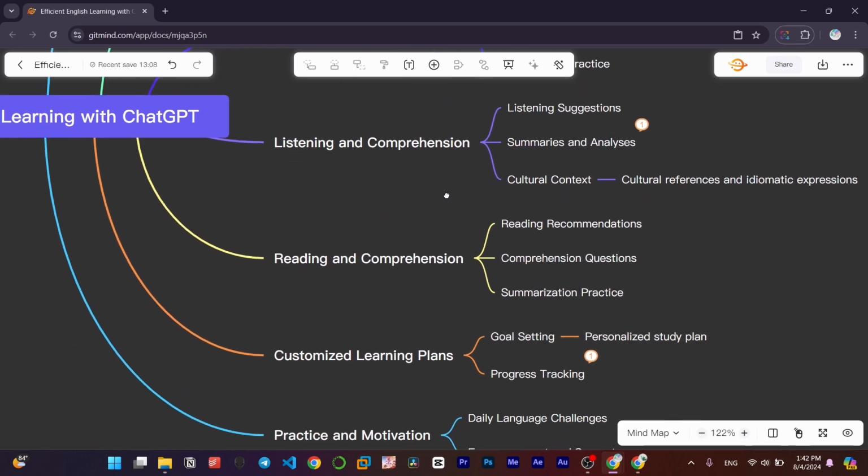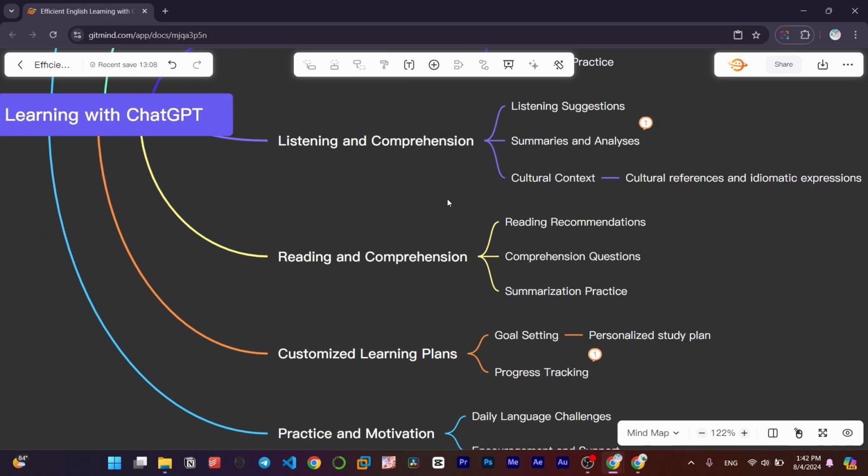About listening and comprehension, again, the best thing that it can do for you is listening suggestions: podcasts, TV shows, anything that could be useful for your listening, it can suggest. This is for reading as well: reading recommendations, which book or which story could be useful for your English listening and reading.